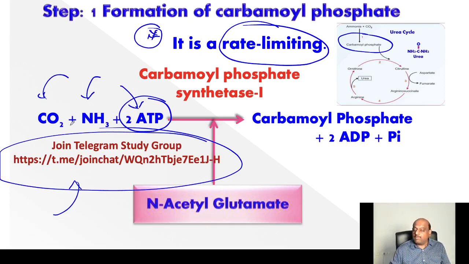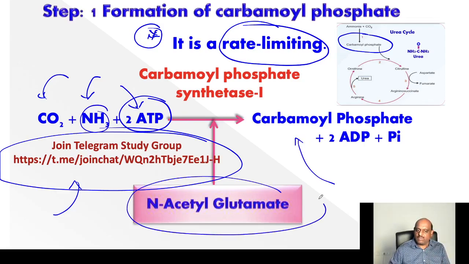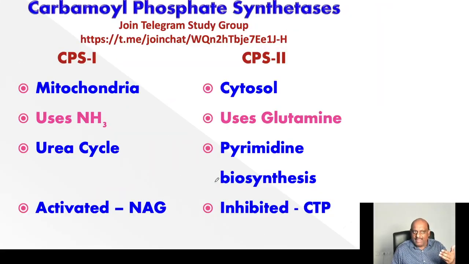Now, carbon dioxide plus ammonia plus 2 ATPs consumed will give you carbamoyl phosphate, and for this you require N-acetyl glutamate, which is an allosteric activator that stimulates carbamoyl phosphate synthase 1. That is what you need to remember.